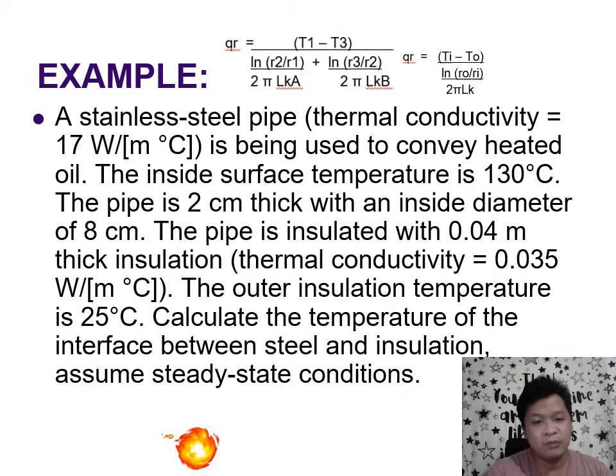Okay, let's try this sample problem. Let's say you have a stainless steel pipe with a certain thermal conductivity and the inside temperature is 130 degrees C. So most likely containing, let's say, superheated steam. If the pipe is 2 centimeters thick and the inside diameter is 8 centimeters, and also there is an insulation of 0.04 meters or 4 cm with a certain thermal conductivity, and given that the outside temperature is 25 Celsius, calculate the temperature of the interface between steel and insulation, assuming steady state conditions.